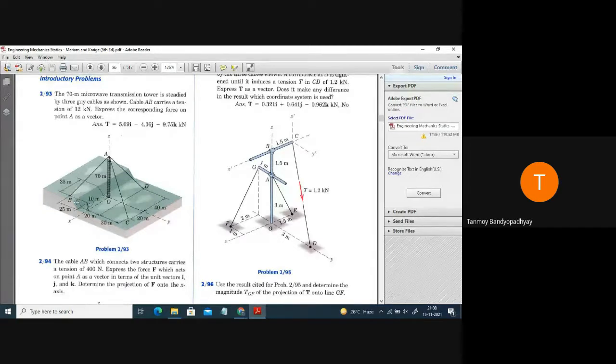Just try to understand this one. This is very important. So what are the coordinates of the point B? You can take B as the origin, or A as the origin, and that will simplify the problem.